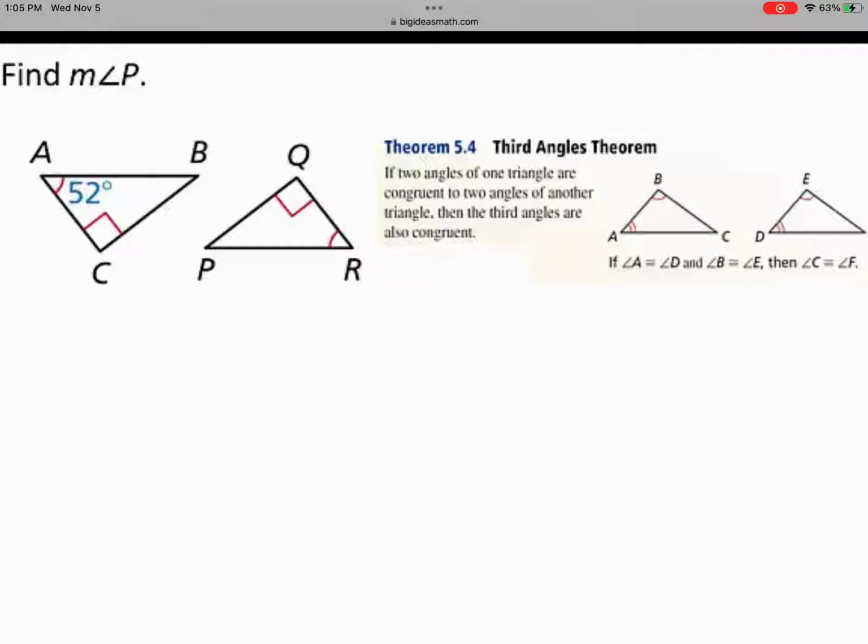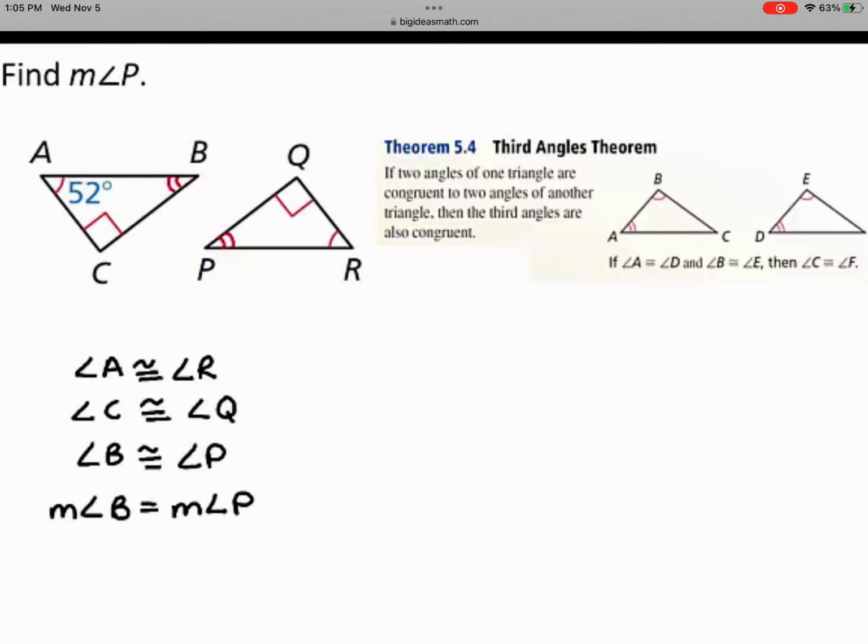From the given diagram, you can see that angle A is congruent to angle R, and angle C is congruent to angle Q because all right angles are congruent. So, by the third angles theorem, the third angles, angle B and angle P, are also congruent. By the definition of congruent angles, the measure of angle B equals the measure of angle P.